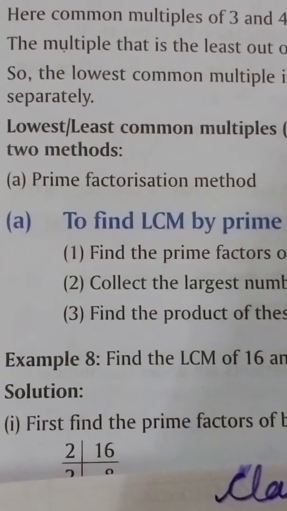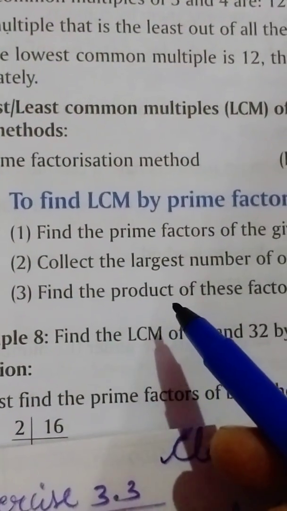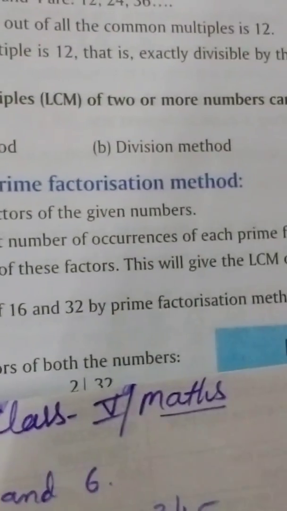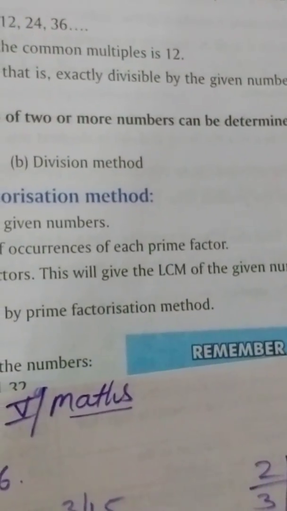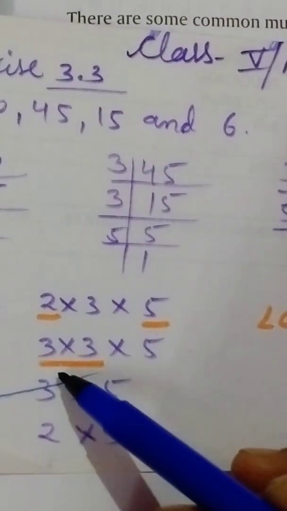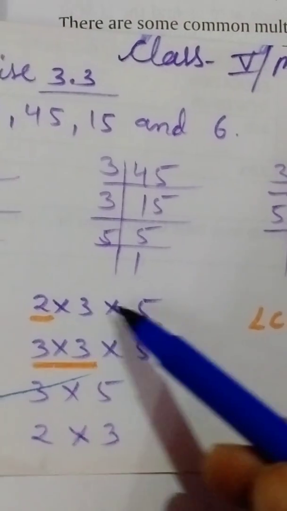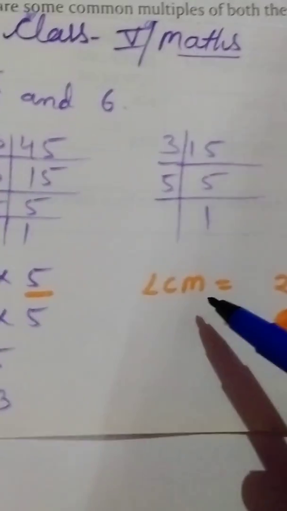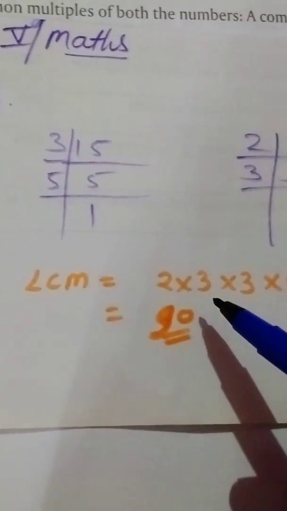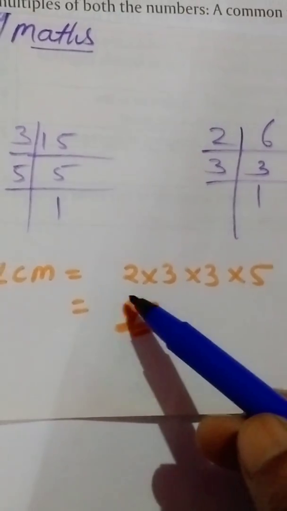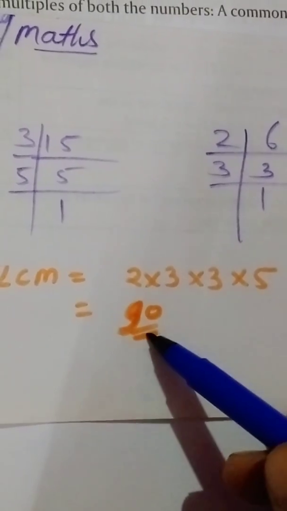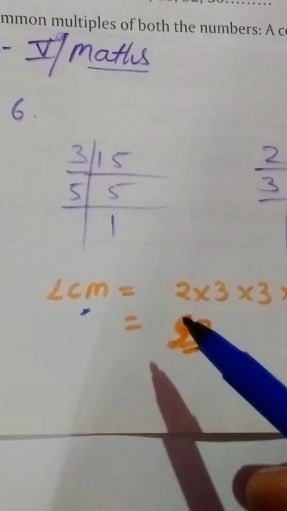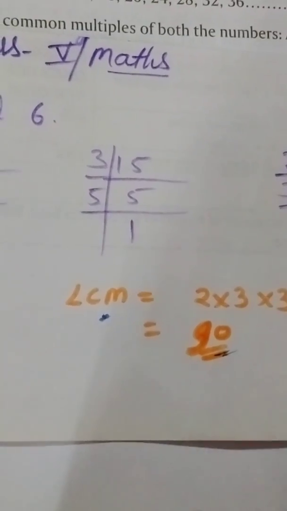Okay. After that, find the product of these factors, and this will give the LCM of the given numbers. It means you have to multiply all the underlined prime factors. Now here you have seen after multiplication you will get 90 as the product and LCM also.